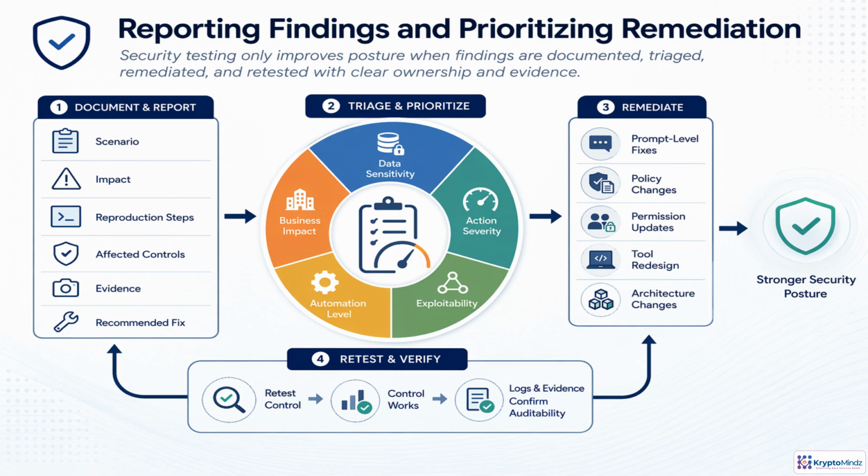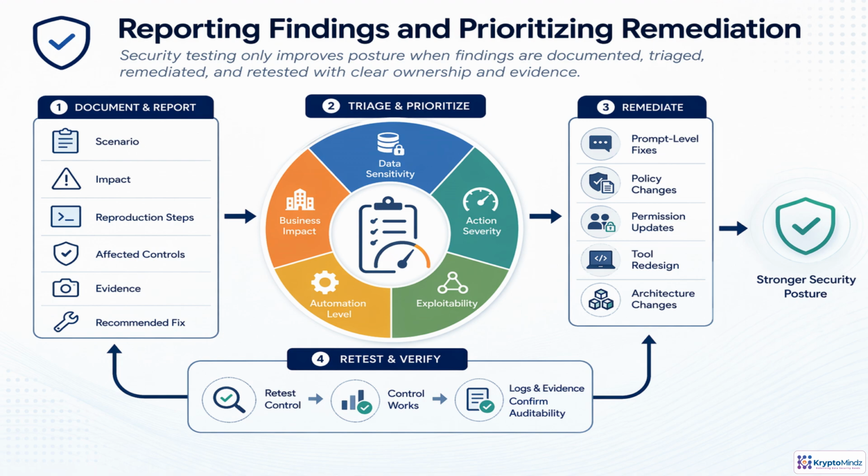Finding a weakness is only the beginning. A useful report gives engineers enough context to act: the scenario, impact, reproduction steps, affected controls, evidence, and a recommended fix. Triage the issue by risk, not by noise.